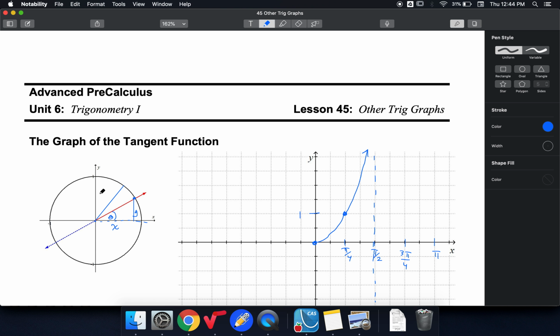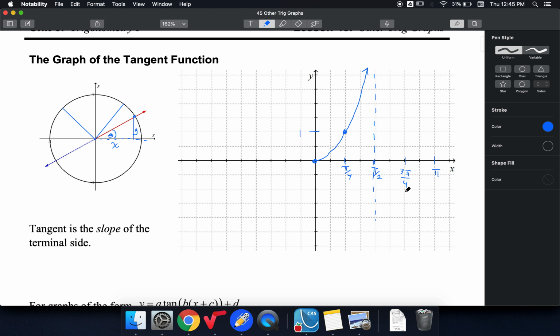Now on the other side, as I go this direction, if we go to 3 pi over 4, well, that's over here. Again, I've got my same, but now I've got a negative slope, and in fact, it's -1. So 3 pi over 4, I'm at -1. And let's think about just right here, just after we cross pi over 2. Well, I've got a line that's almost vertical, but with a negative slope. So I'm going to be coming from this side of my asymptote. And then I'm going to continue decreasing.